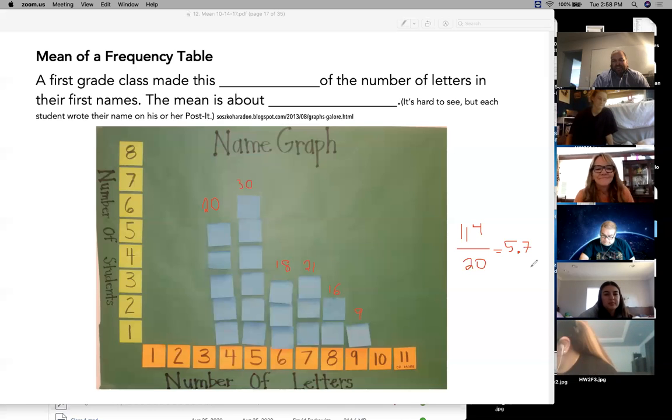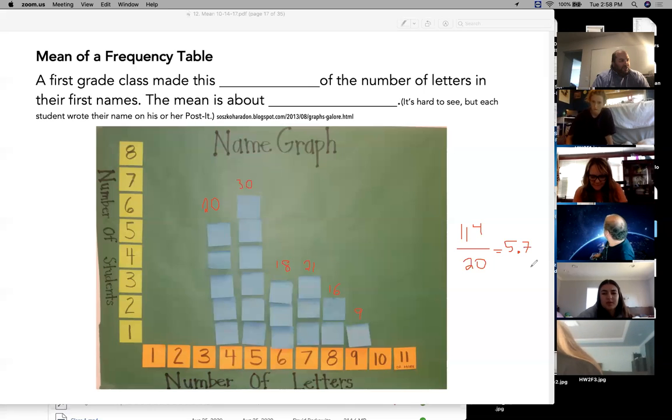So it looks like the average should be about 5.7. I have a question. How come you did the 20, 30 and not just add? Why did you multiply the students and the letters?